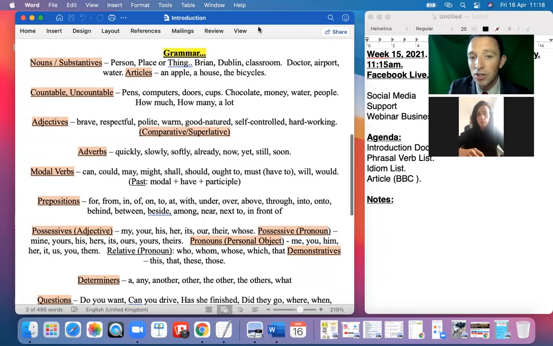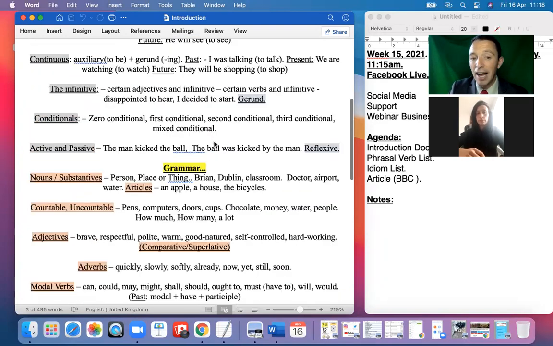So that's the plan, and I can just see a chat here. No problem. Okay, no, I just have a message directly. So that's the plan. We have grammar, we have tenses, and we have use of English.